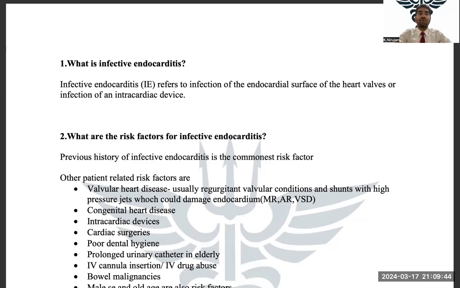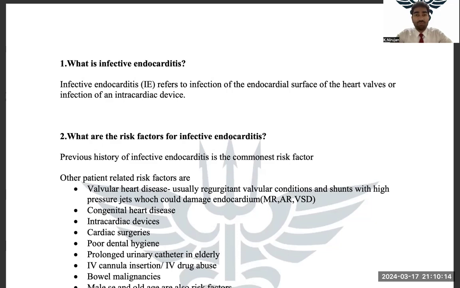So, relating a condition to the organism: if you have poor dental hygiene, you get the viridans group and other Streptococcus species and some anaerobic bacteria causing infective endocarditis. That's why in those days, when you suspected infective endocarditis, they used to ask about dental hygiene. In those days viridans used to be the predominant organism, not anymore. Now, staph is the commonest organism for infective endocarditis. We'll come to that later.